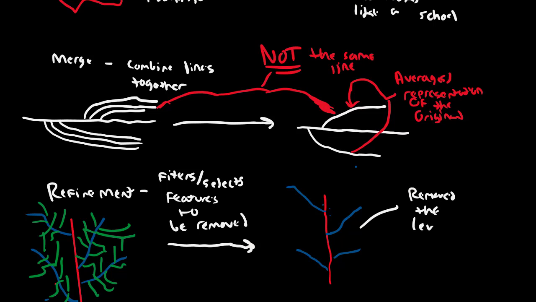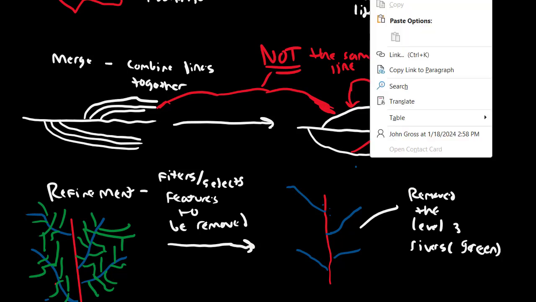and I broke the scale here, but to kind of illustrate, we've removed the level 3 rivers, the green, because they would have created too much congestion. We've simply elected to remove them from the data set in order to have a better symbology. And again, I accidentally broke the scale here. It would make more sense if these were all much closer together. But the core concept with refinement is that we are actually actively removing features.